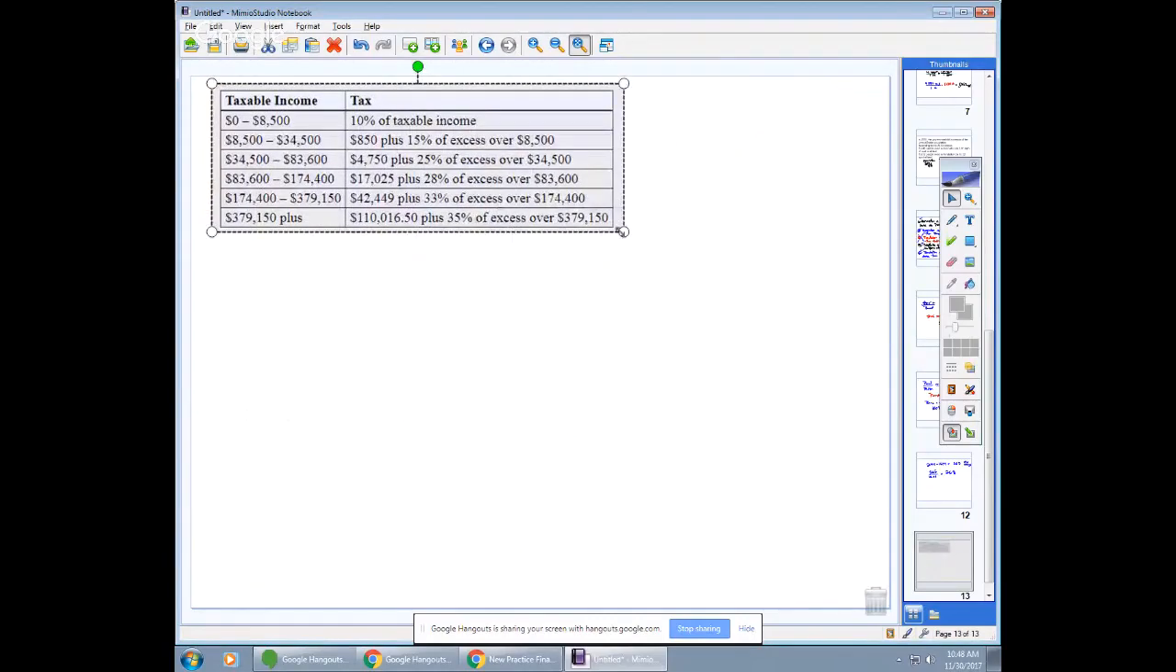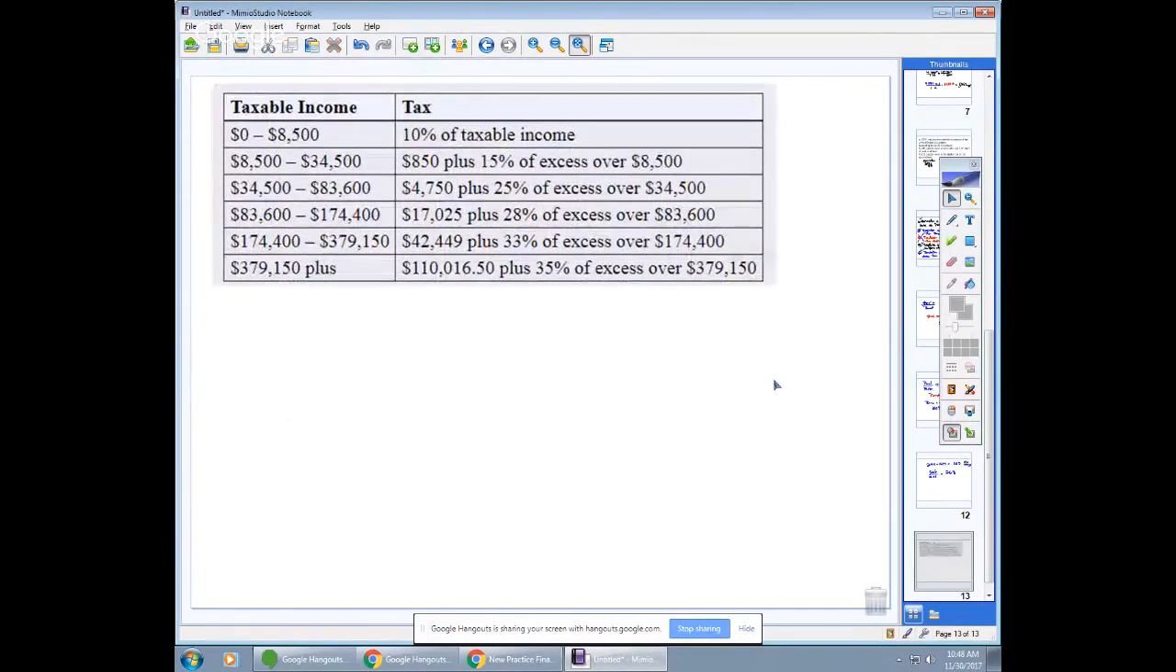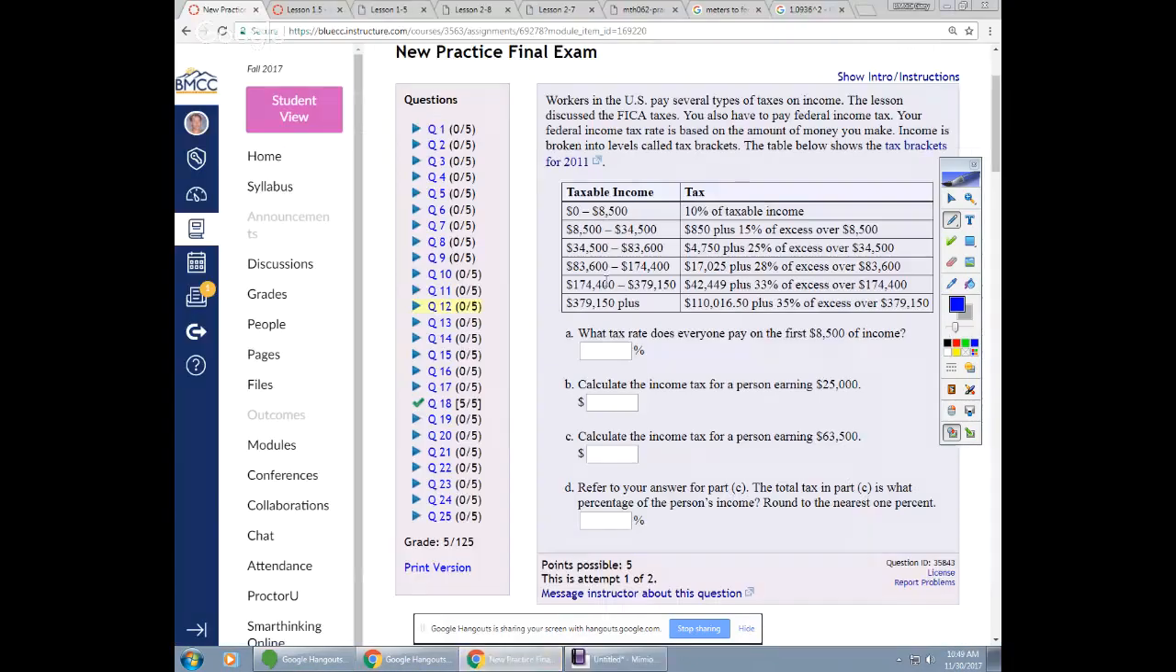All right, so based on this tax table, the first question is, assuming people make more than 8,500, what amount or what tax does everybody pay on the first 8,500? For the first 8,500 anybody makes, they have to pay 10%, or $850. And the first question here asked about what rate? Yeah, so everybody pays 10%.